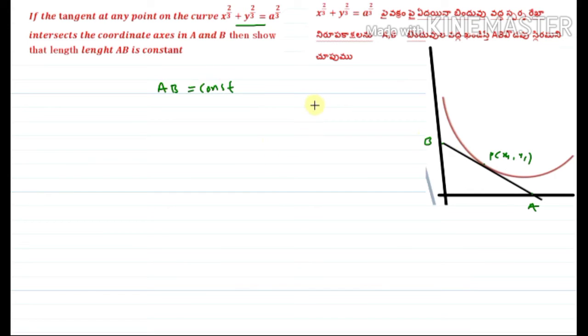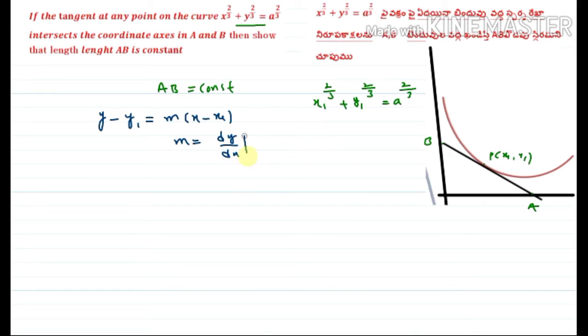So for that, first, since this point lies on the tangent as well as the curve, from that I will get x1 to the power of 2 by 3 plus y1 to the power of 2 by 3 is equal to a to the power of 2 by 3. To find the tangent equation, we know the formula y minus y1 is equal to m into x minus x1, where m is equal to dy by dx at the x1 value.